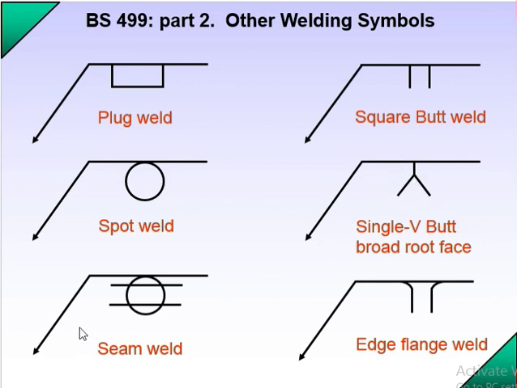How is the welding symbol? And this is called the seam weld. Seam weld, the welding symbol, how it looks like that. And the last one is the edge flange weld. So you can understand edge flange. You see, after the pipe there is a flange. If there is a welding, then the welding symbol will be like this way. So edge flange weld. So I think you understand all the welding symbols.